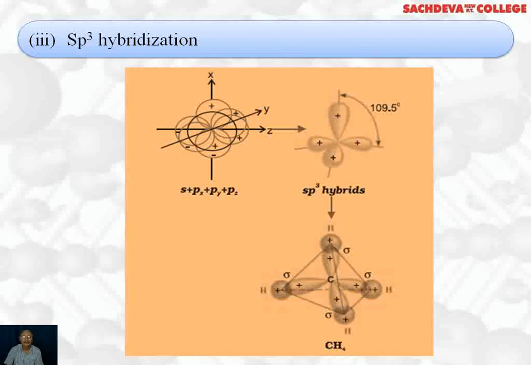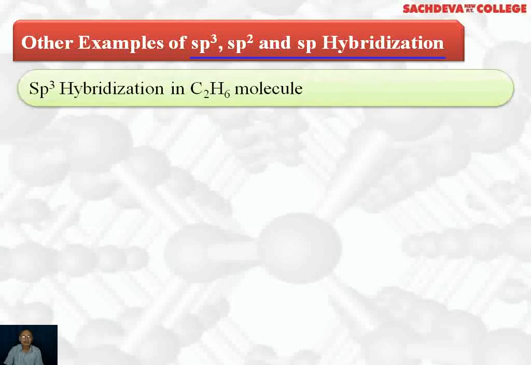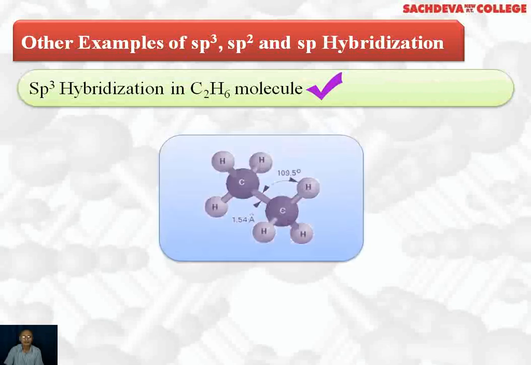So whenever there is sp3 hybridization, shape is tetrahedral, and bond angle is 109.5 degrees if there is no lone pair of electrons. Other examples of sp3, sp2 and sp hybridization. First we are taking sp3 hybridization in the ethane molecule. In the ethane molecule, we have two carbon atoms. Each carbon should be in the excited state. Now before bond formation, carbon should have 4 unpaired electrons.